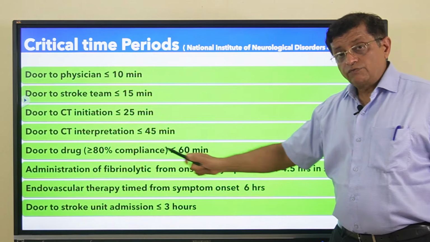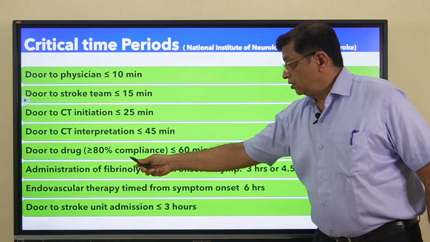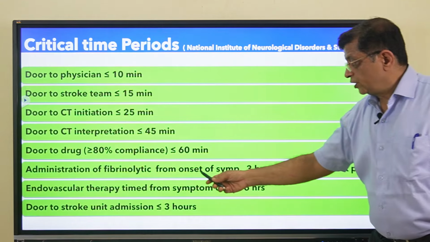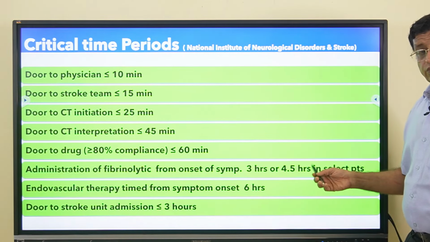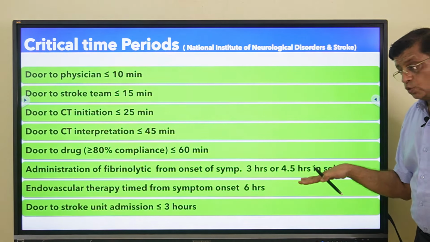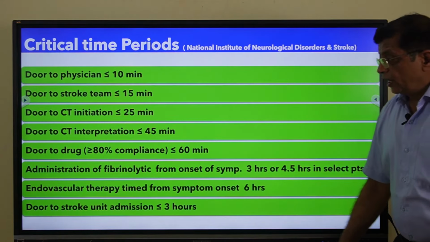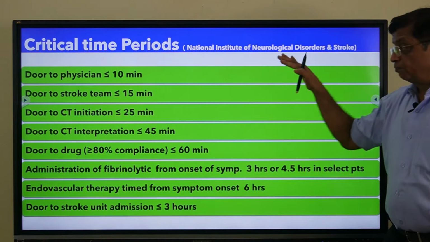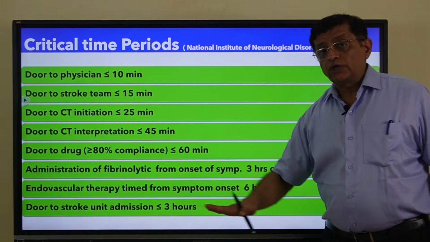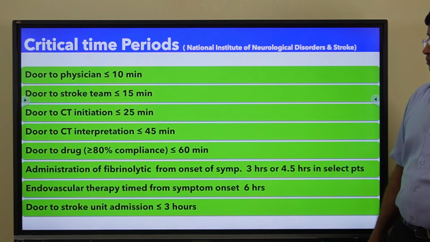Door to drug time: if the patient is a candidate for thrombolysis, he should receive thrombolysis within 60 minutes. Administration of fibrinolytic from onset of symptoms: earlier it was 3 hours, now it has been extended to 4.5 hours. Endovascular therapy up to 6 hours. And door to stroke unit admission: after completion of the acute phase of treatment, the patient should be shifted to the stroke unit in less than 3 hours. These are the targets that are supposed to be achieved.